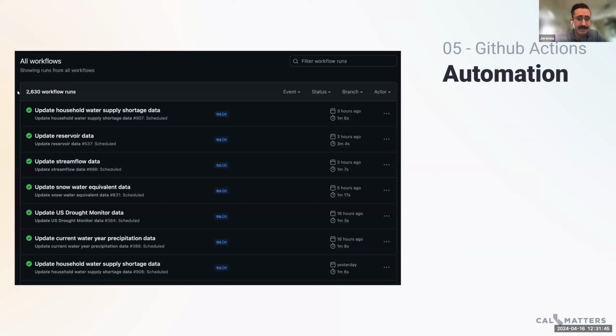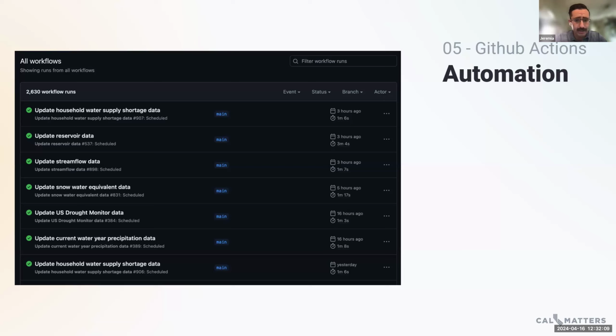So some of these data updates every day. Some of it updates every other day. Some of it updates once a month. Some of it updates whenever the department decides to update it. When we were building the dashboard, we didn't want to have to think about all that. We didn't want to have to set a calendar reminder that says, hey, on Mondays, we got to go update the precipitation data. And so we tried to use automation.